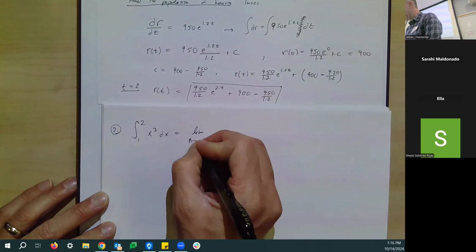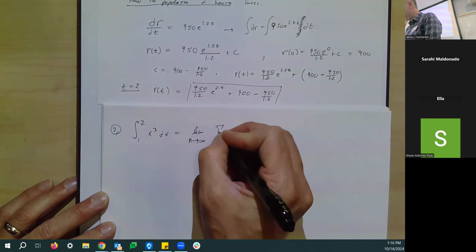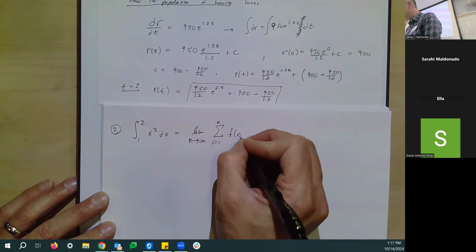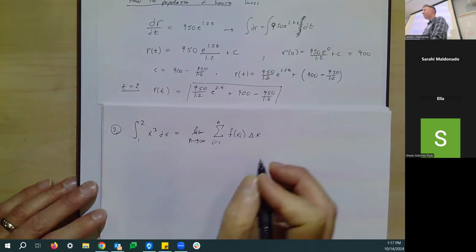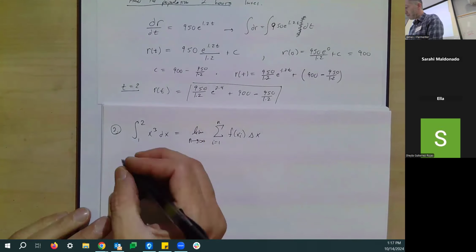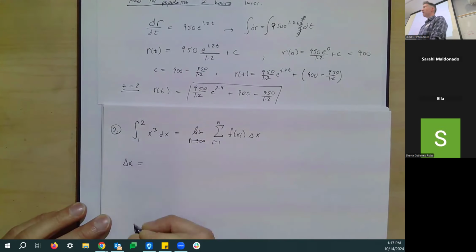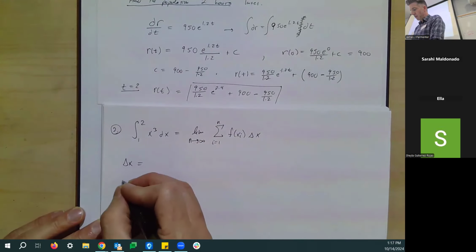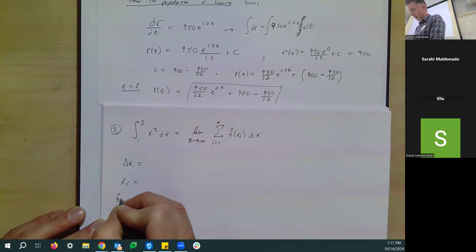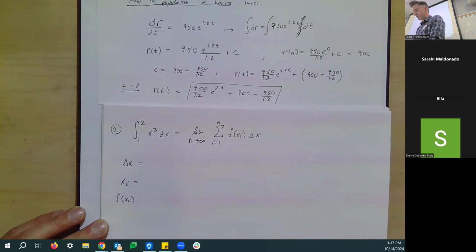So it's the limit as n goes to infinity of the sum from i equals 1 to n of f of x sub i times delta x. And then I would probably write down 3 things. First, what delta x is in a second. Then what x sub i is. And then what f of x sub i is.